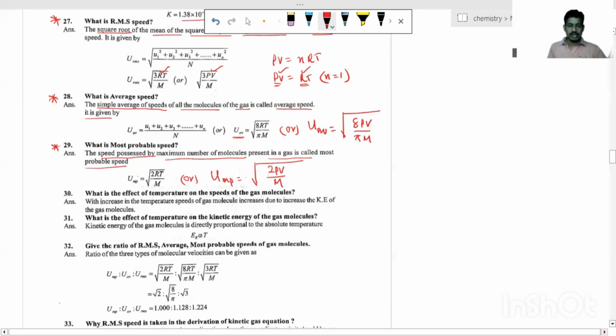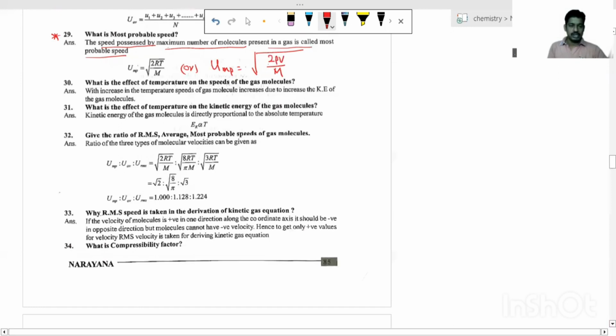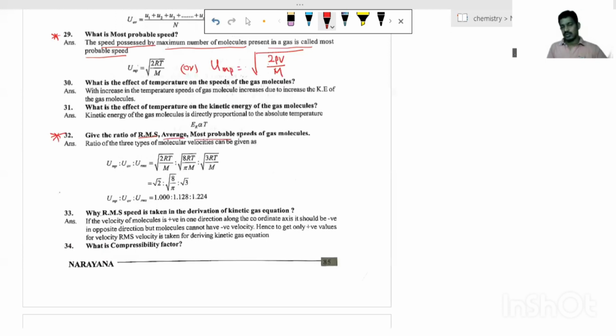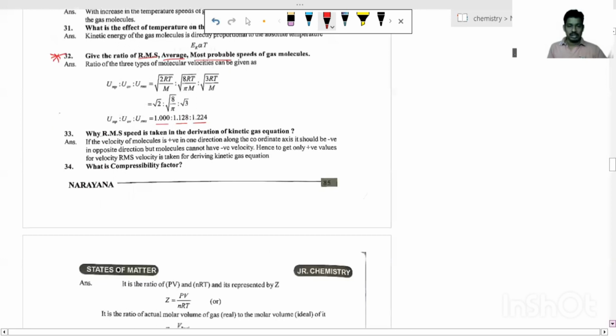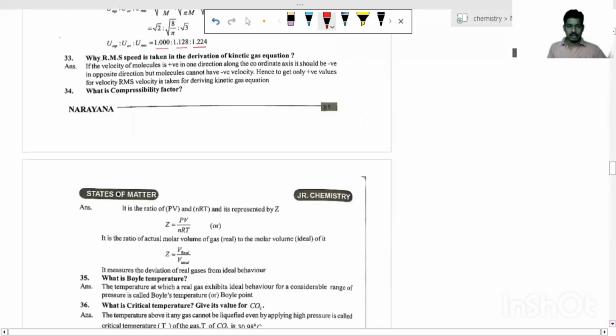Next, let us see the ratio between these molecular velocities. Give the ratio of RMS, average and most probable speed of the gas. We just discussed the different formulas. I substituted all of these, then I got 1 is to 1.128 is to 1.224 as the ratio between the different types of velocities of the gas molecules.